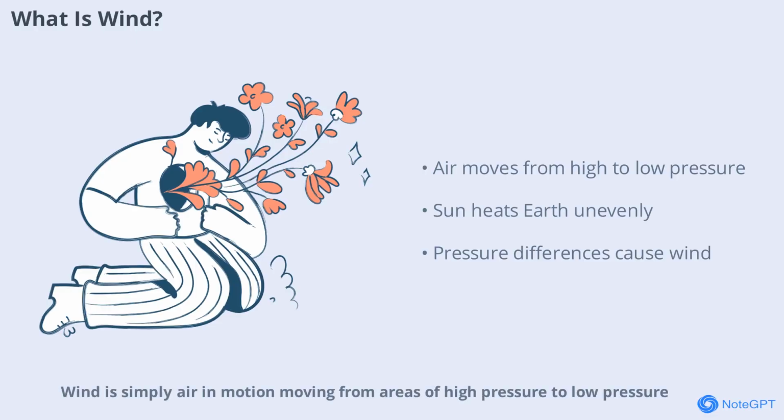Wind is simply air in motion, moving from areas of high pressure to low pressure. This movement is driven by differences in temperature and pressure across the Earth's surface. When the sun heats the ground unevenly, it creates these pressure differences, setting air into motion. The result? The winds we feel every day. Understanding this basic principle is key to grasping why winds blow in certain directions and how they can change so quickly. Next, we'll look at how wind direction is named and why it's important for weather forecasting.